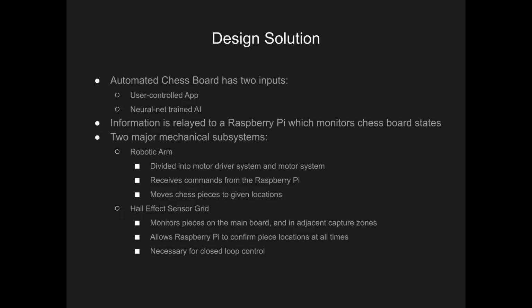Thanks, Philip. The automated chessboard takes inputs from either an app or a chess AI that then relays this information to a Raspberry Pi that monitors the state of the chessboard. After receiving the input, the Raspberry Pi outputs a signal to a motor driver that controls the motors of a robotic arm in order to move the chess pieces. Along the bottom of the chessboard is a grid of Hall-effect sensors that relays piece positions to the Raspberry Pi. This sensor grid creates a closed-loop control system for the Raspberry Pi, where the received input and given output can be verified. If the input and output conditions do not match, the Raspberry Pi can appropriately respond to the situation.